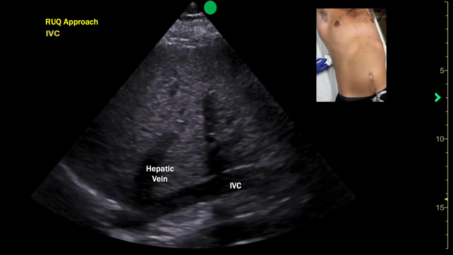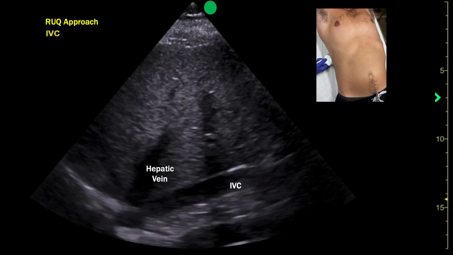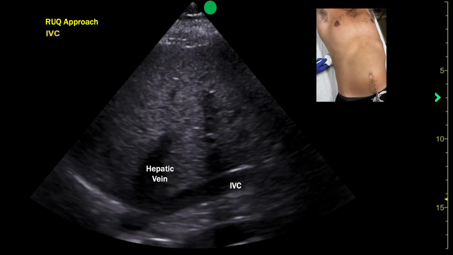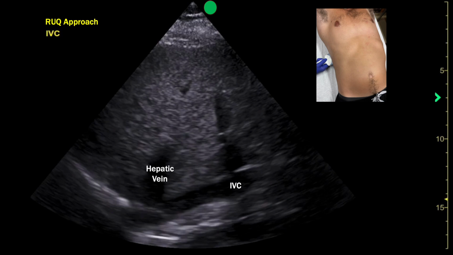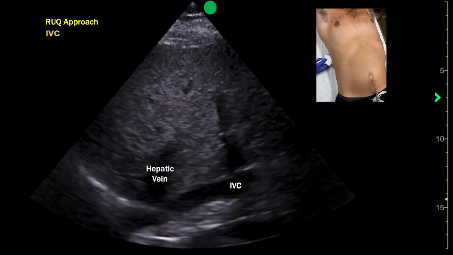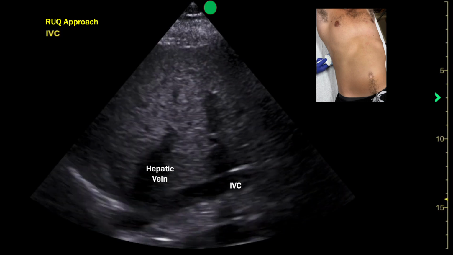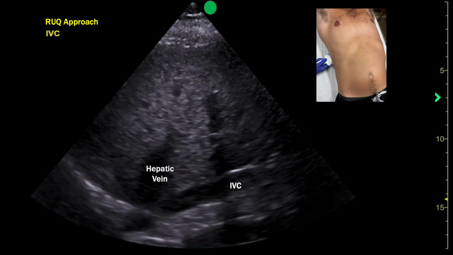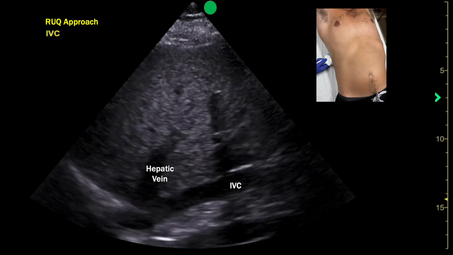But the probe is angled slightly down towards the bed to be able to catch the view of the inferior vena cava. In this particular view, I just want you to be careful when you're calculating the diameter and collapsibility as surrogates for volume status, as the IVC phasic variation mainly occurs in an anterior to posterior plane.